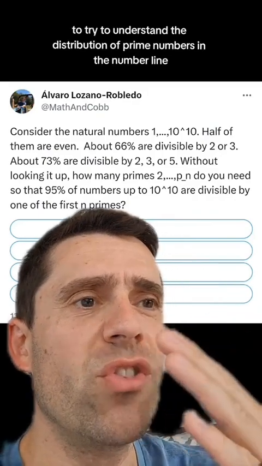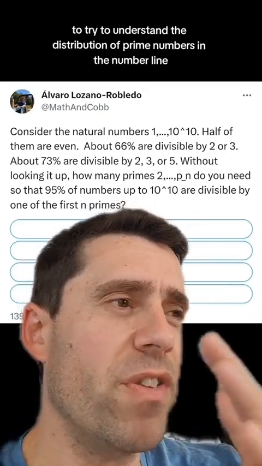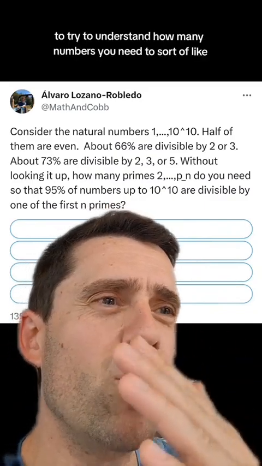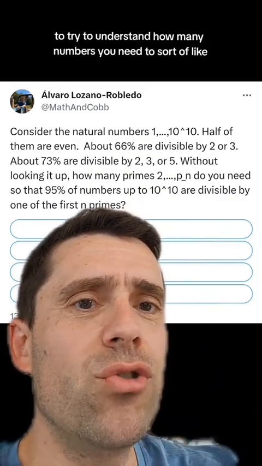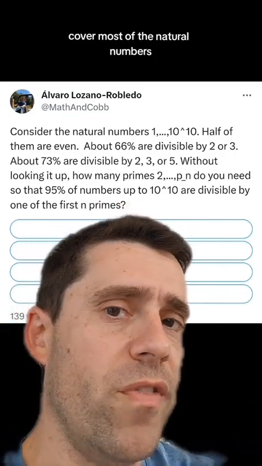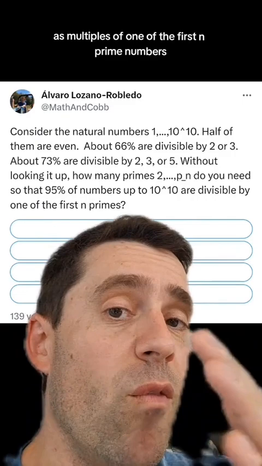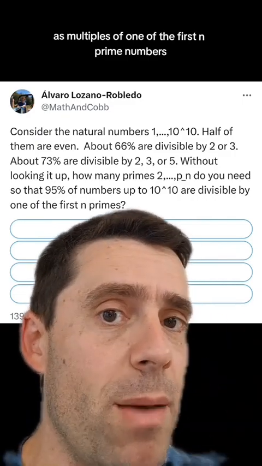Here's a question to try to understand the distribution of prime numbers in the number line. In particular, to try to understand how many numbers you need to cover most of the natural numbers as multiples of one of the first n prime numbers.